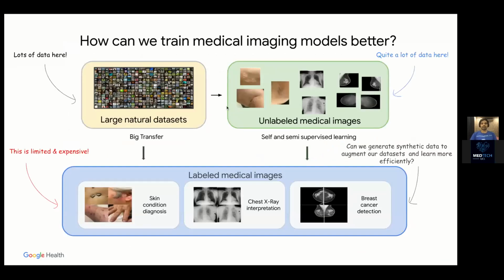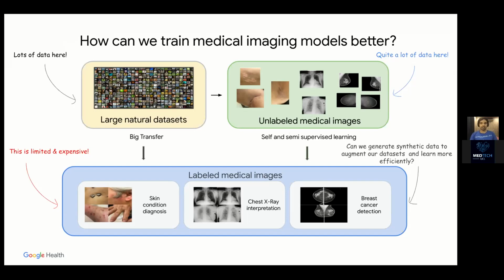So I covered large natural image data sets. I covered unlabeled medical imaging data. Then the third question that we asked in our team was, can we actually generate synthetic data to augment our data sets and learn more efficiently? As I said, this is inspired by the problem of rare subgroups or rare conditions, right? No matter what you do, if a condition is rare or a subgroup is rare, you're not going to have enough examples even in your large scale data sets or in your unlabeled medical image data sets. So if you're able to synthetically generate them and use them to augment your downstream classifiers, that could possibly work.